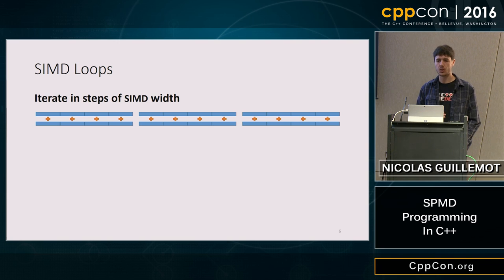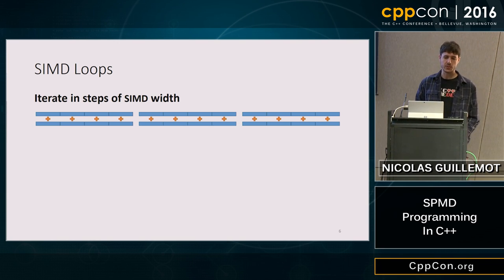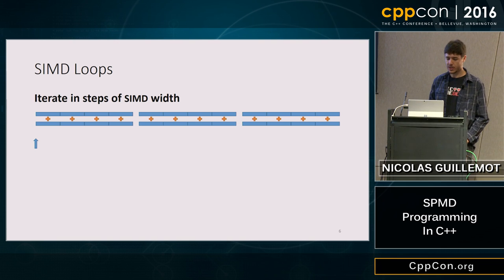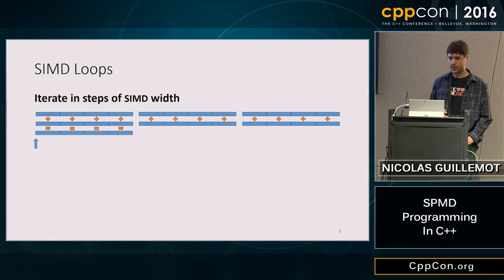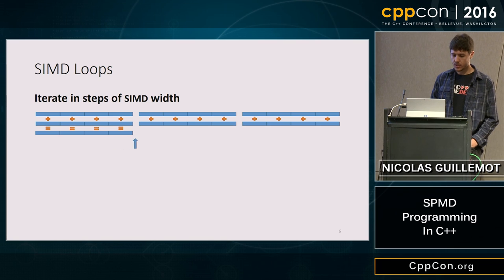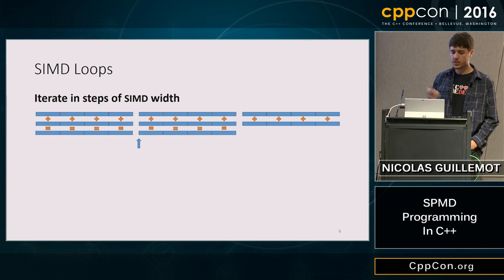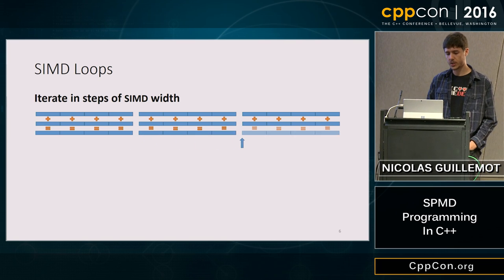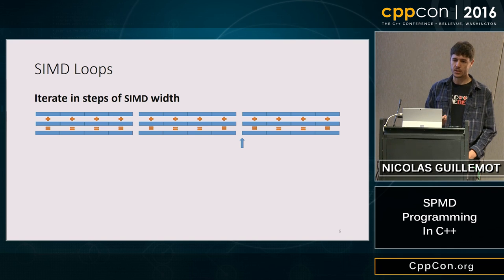But what if you want to do it on an array of floats? So the way you do that is basically you just iterate over the array of floats in steps of SPMD width. So you might start here, do a parallel addition here. Move on to the next one in a step of four, do another one, move in a step of four, do another one. All right, that's how you get an addition using SPMD on an array of elements.